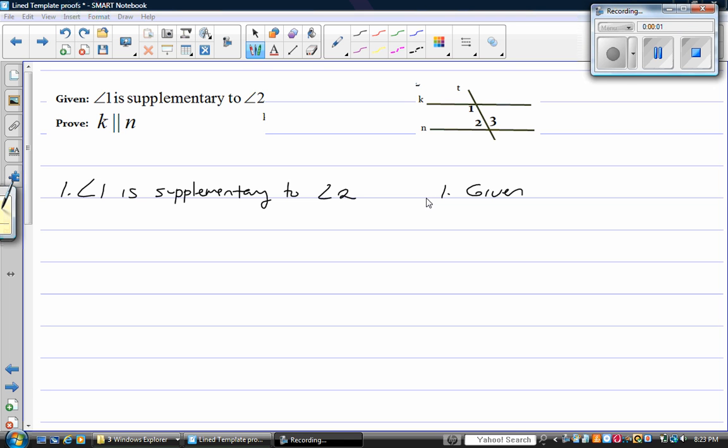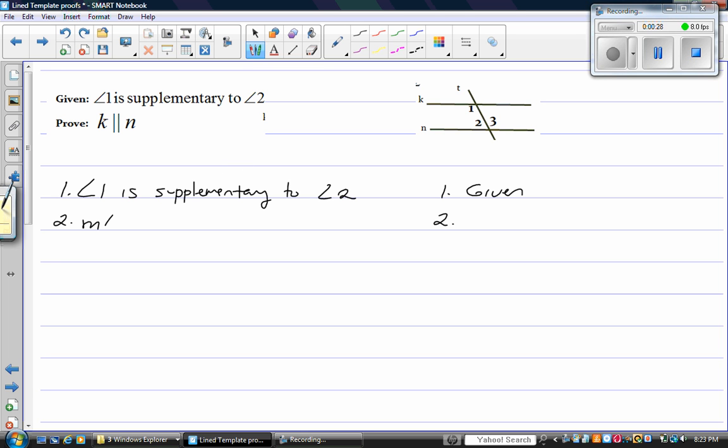In this video, we want to prove the lines to be parallel, or line K parallel to line N, given that angle 1 and angle 2 are supplementary. What we want to do here is use the given information, which gives a vocabulary word here: supplementary.